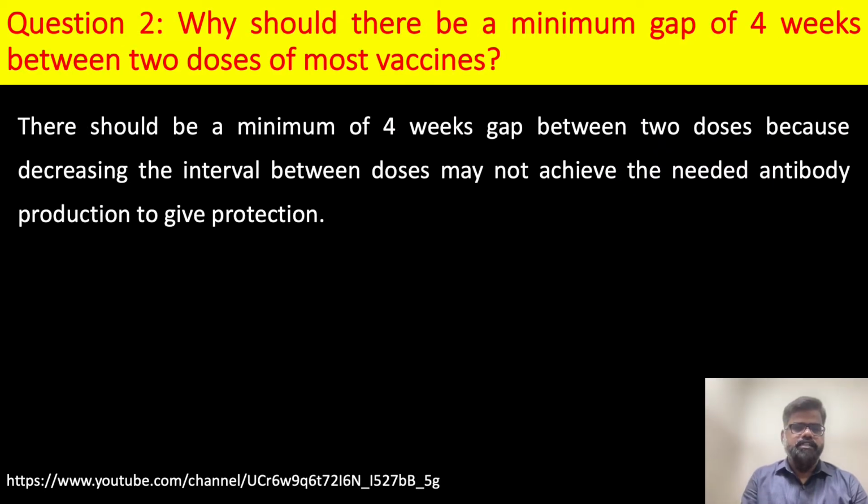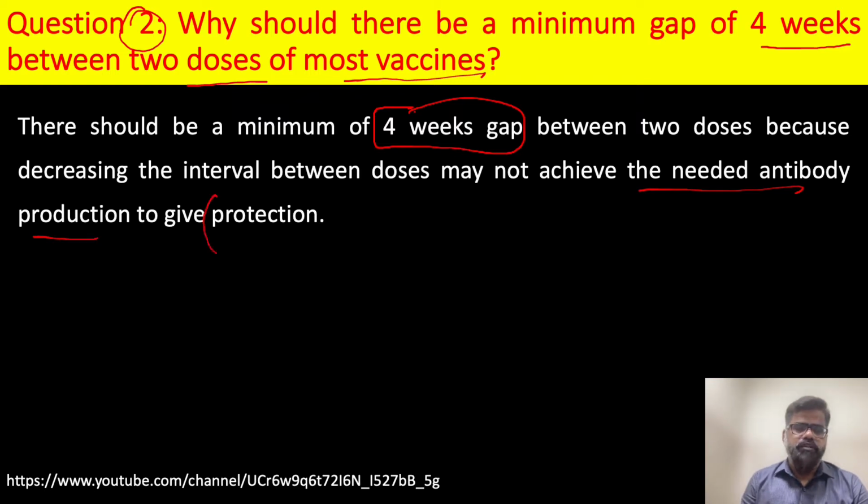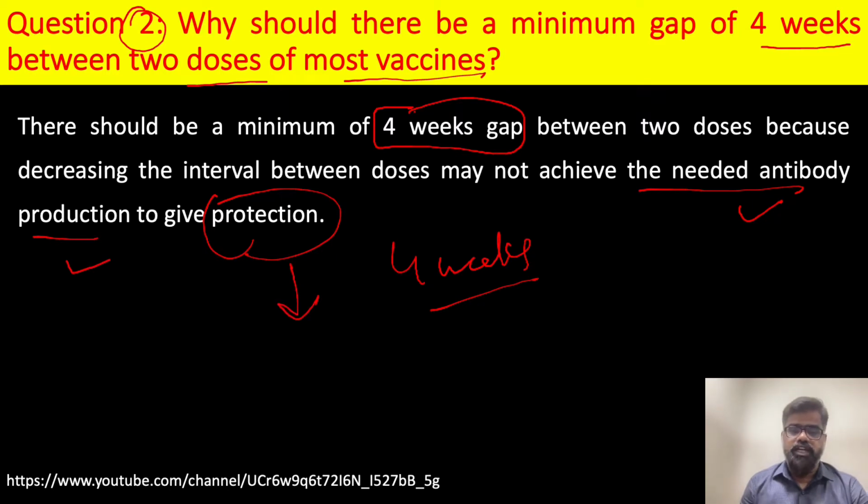Okay, let's take the second question. The second question is, why should there be a minimum gap of 4 weeks between two doses of most vaccines? Students, we say that when we are giving two vaccines, the minimum gap should be 4 weeks, right? The purpose of that is to achieve the needed antibody production, which is required for optimum protection. So the minimum gap between two vaccines, mostly, is 4 weeks. If you give the second dose of the vaccine in less than 4 weeks, the desired antibody production will not be there and the beneficiary will not be adequately protected. So it is important to maintain the gap between two vaccines at least 4 weeks in most of the cases, right?